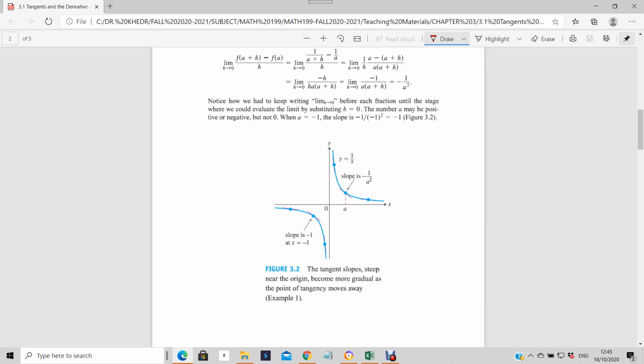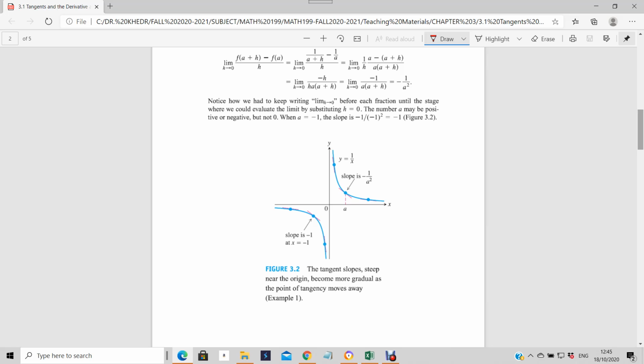Okay, and you can see here in the graph, the red line is the tangent line at the point A, and at x equals -1, this is the tangent line, and the slope will be -1. So for this line at x equals A, because A is unknown to us, let's say it's a positive number, an arbitrary value, so the slope will be -1 over A squared. If A is equivalent to -1, then the tangent line will be here, and the slope is -1.